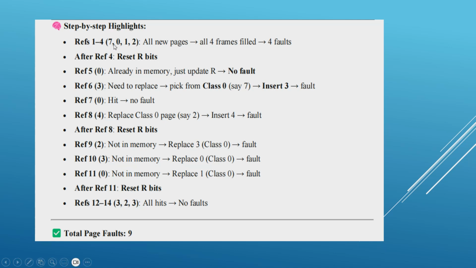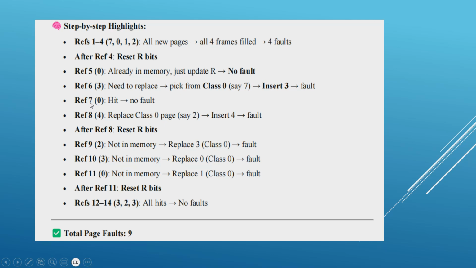References 1 to 4, that is 7, 0, 1, 2, all new pages, are 4 faults. After 4 references, the R bits reset. Then reference 5, which is 0, already in memory, just update R, that is no fault, which is a hit. Reference 6, which is number 3, need to replace. Pick from class 0, say 7. Insert 3, which is a fault.